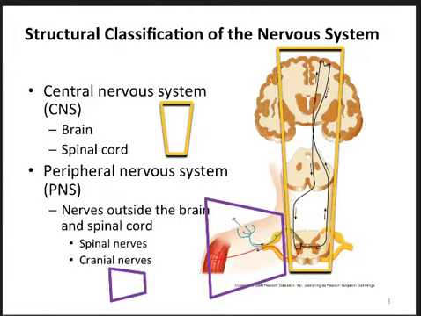And so here you can see a classification of the different anatomical divisions of the nervous system. The central nervous system made up of the brain here and the spinal cord. So this is all central nervous system tissue. And the peripheral nervous system is everything outside the central nervous system. So that includes the spinal and the cranial nerves and the sensory receptors.